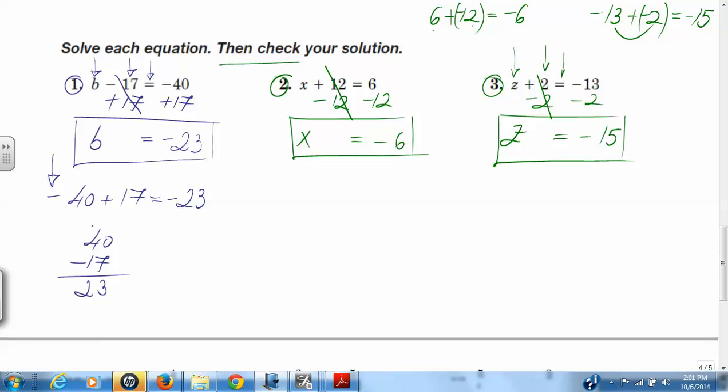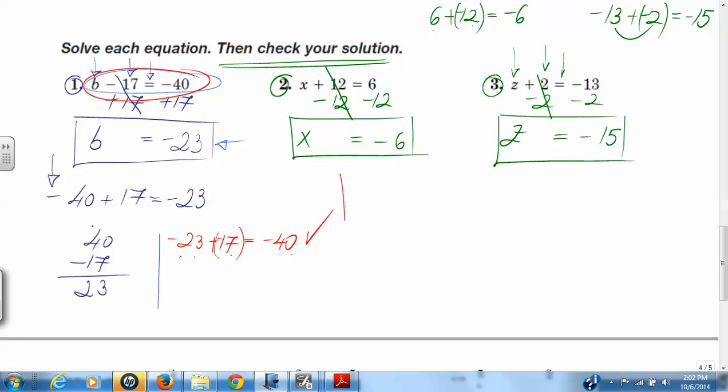Now to check, because you need to check each one of your solutions, you will take the equation, like in number 1, right? You have b minus 17. What we found for b? Negative 23, right? Let's use the red for it. Negative 23. My equation is b minus 17 equals negative 40. Is that so? Well, negative 23 minus 17, when instead of subtracting 17, I'm adding the opposite of 17, which is negative 17. So basically now I'm adding two numbers with the same sign. 7 plus 3 is 10. 1 plus 2 is 3 plus 1, 40. It checks, I'm good.